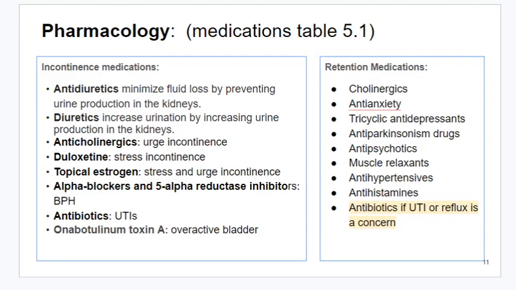So again, just make sure you know the ones I have listed in your Blackboard for Unit 2. It is not every drug that's in that table on 5.1. So don't be too alarmed. When you see the list, you'll be like, okay, it's not that bad.